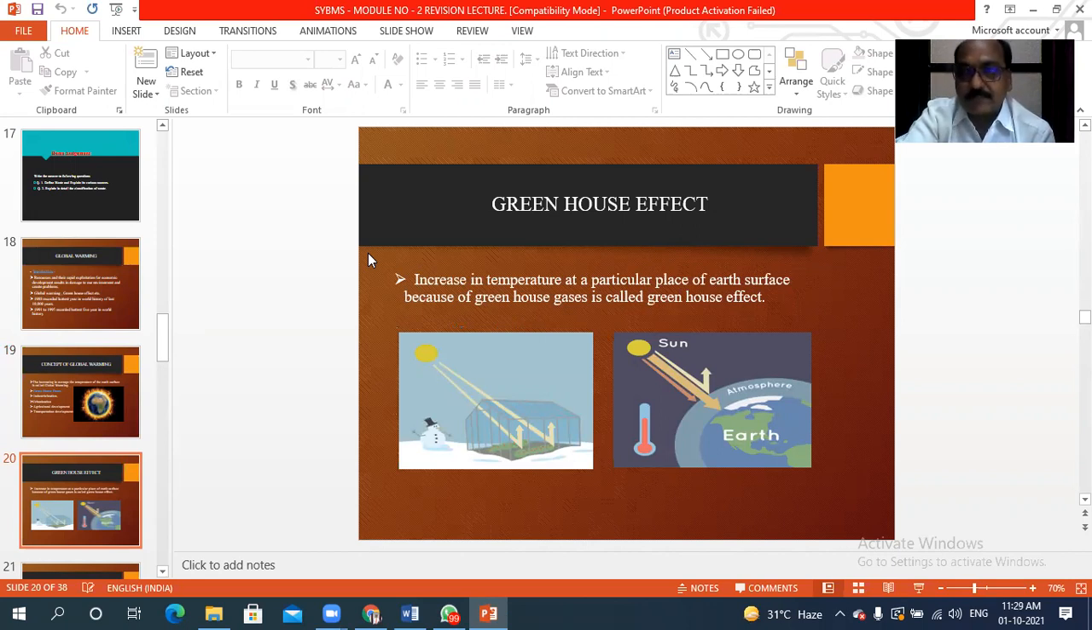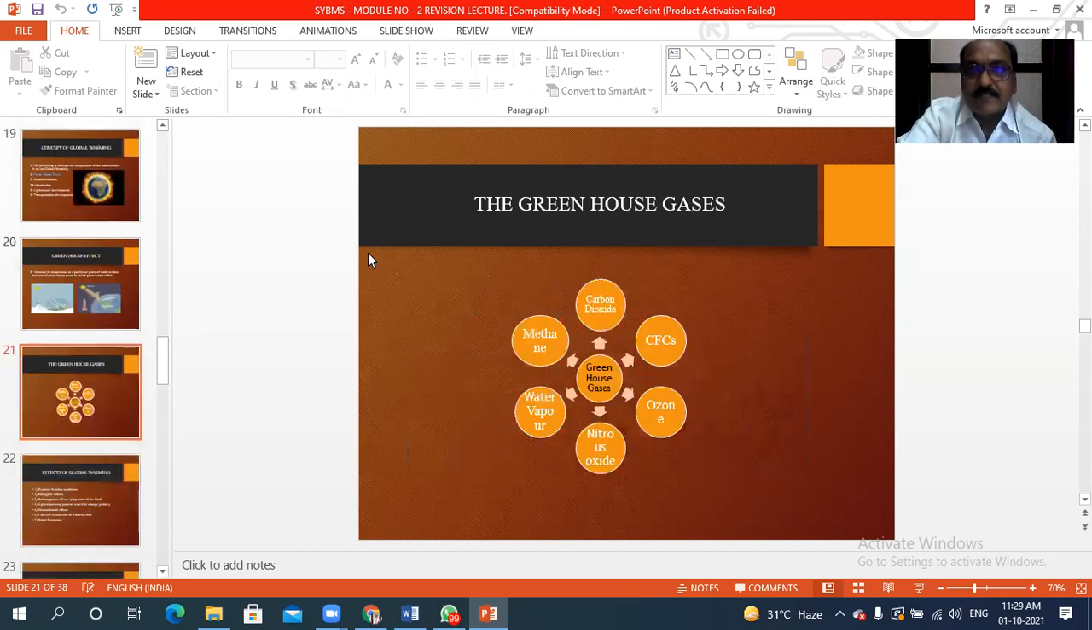Then the greenhouse effect. You see, when the temperature increases on a particular place of the earth because of greenhouse gases, it is called the greenhouse effect. So it means when temperature increases at only one particular place or area because of greenhouse gases, it is called the greenhouse effect. You see in this picture, here is shown the greenhouse effect. Then greenhouse gases: carbon dioxide, CFCs, ozone, nitrous oxide, water vapor, methane. These are the greenhouse gases.